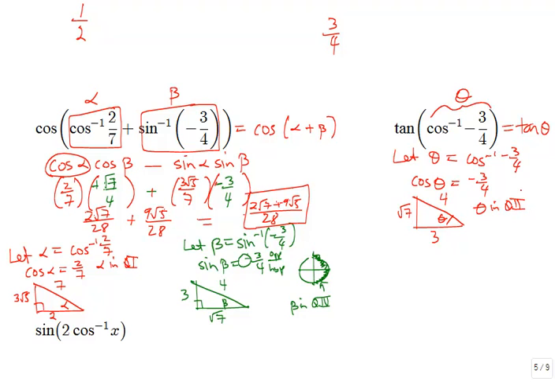Okay? So now, what are we looking for here? We drew this triangle so we could figure out what tangent of theta is. According to this triangle, tangent of theta is opposite over adjacent, so √7/3. And if we're in quadrant 2, is tangent positive or negative? It's negative. So our answer needs to be negative √7/3.